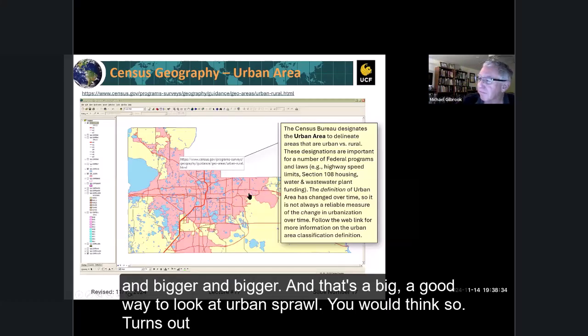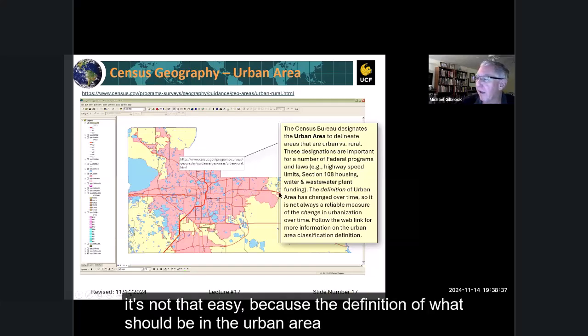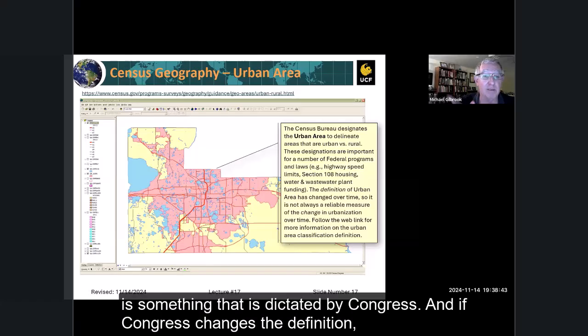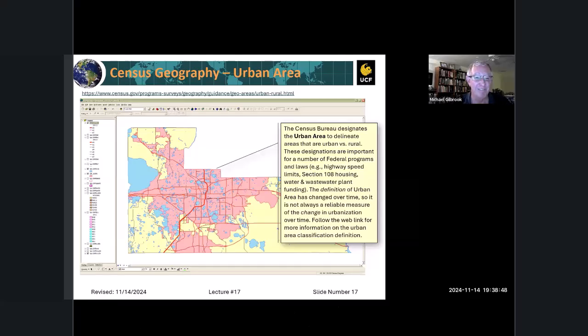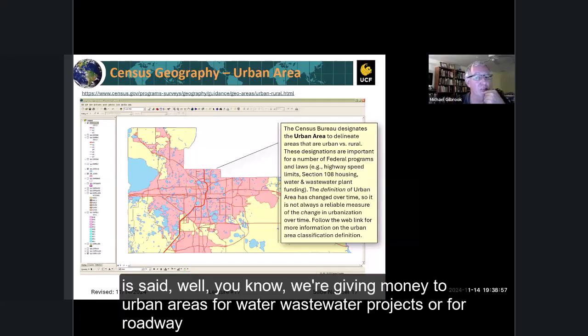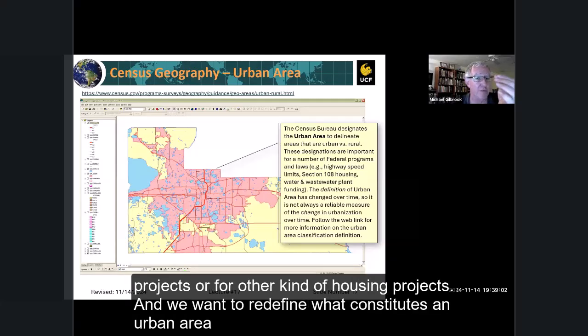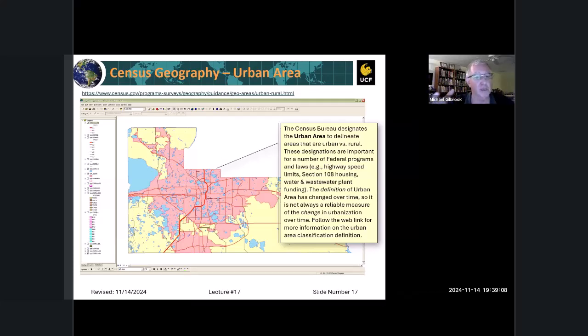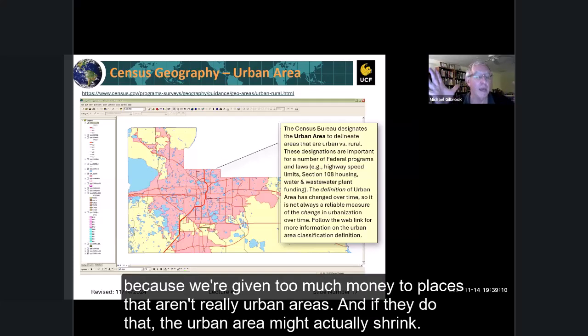You would think so. Turns out it's not that easy, because the definition of what should be in the urban area is something that is dictated by Congress. And if Congress changes the definition, the line might actually change. Sometimes urban areas will shrink because Congress has said, well, we're giving money to urban areas for water, wastewater projects, or for roadway projects, or for other kinds of housing projects. And we want to redefine what constitutes an urban area, because we're giving too much money to places that aren't really urban areas. And if they do that, the urban area might actually shrink.